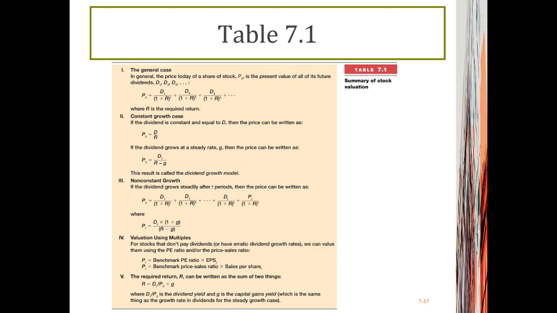And the last equation here showed you the 2 components in the required rate of return for a typical stock. That is the dividend yield and the growth rate. And the growth rate is the driving factor for capital gain yield.